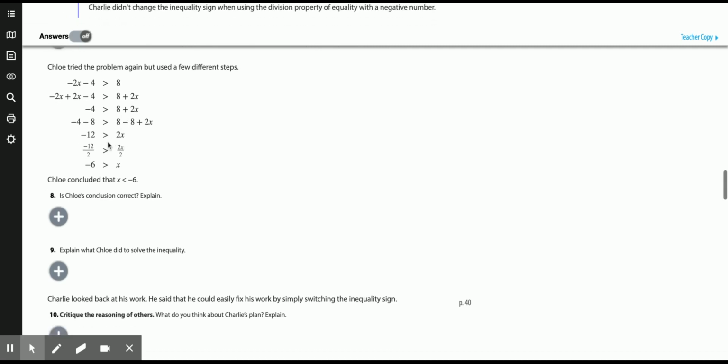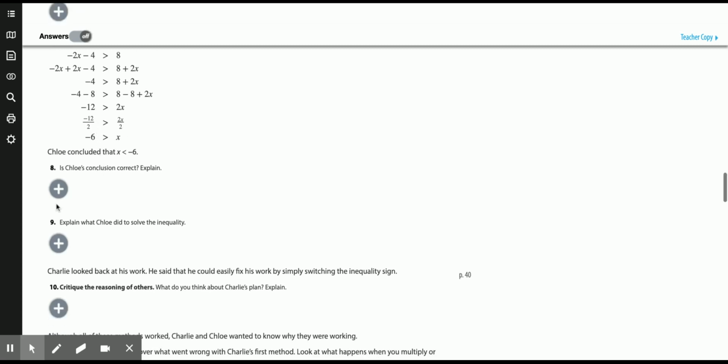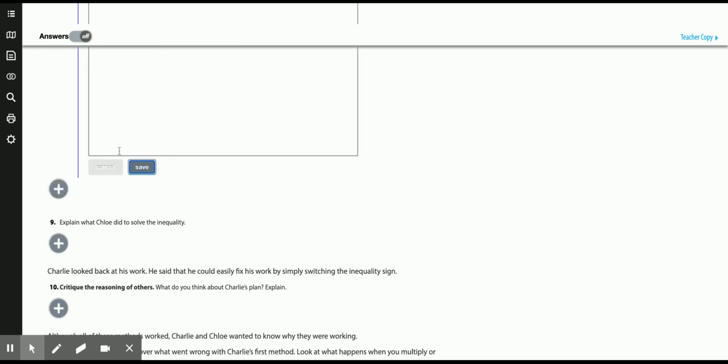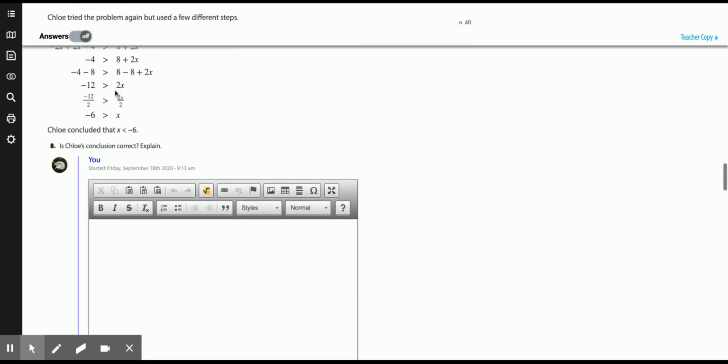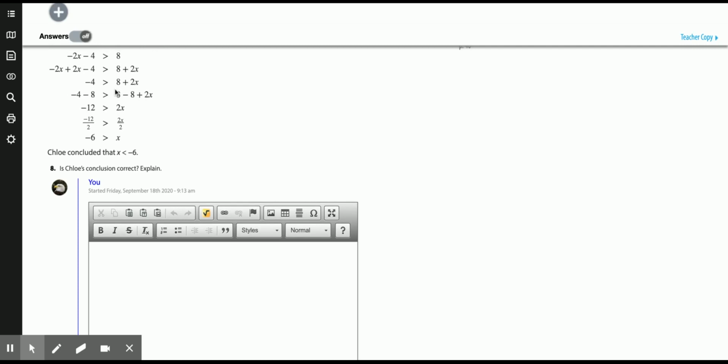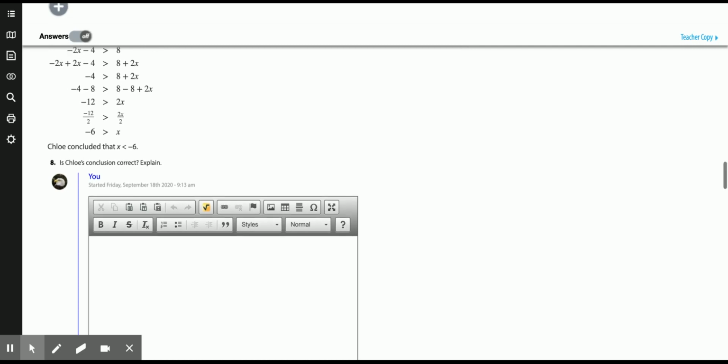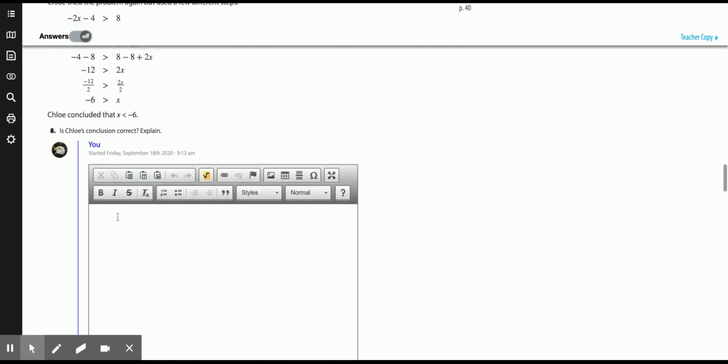She's left with 2x equals negative 12. Okay, so far so good. Then she divided both sides by 2 to get the x by itself. So far so good. She is correct. She did everything right. She didn't have to flip the sign because she did all of her moving with adding and subtracting instead of waiting to the end. So that's fine. She got it right. She is correct.